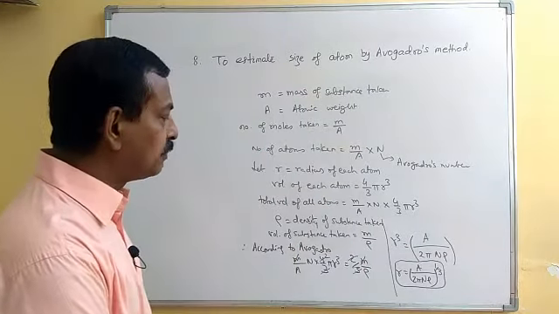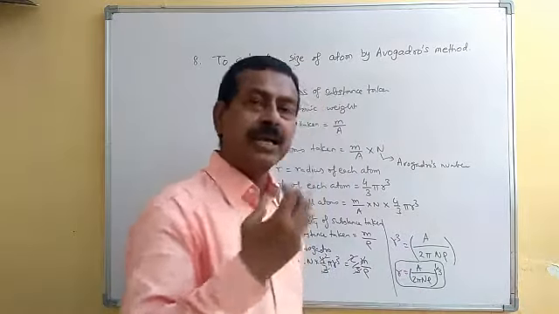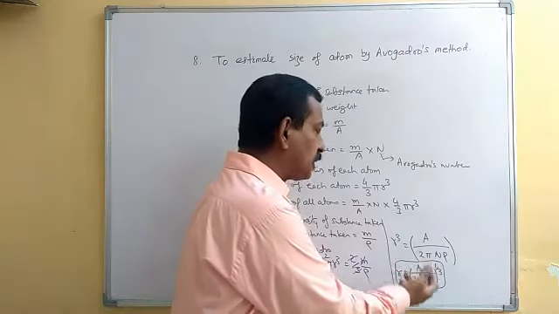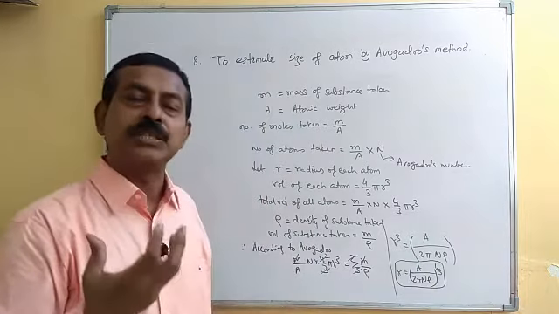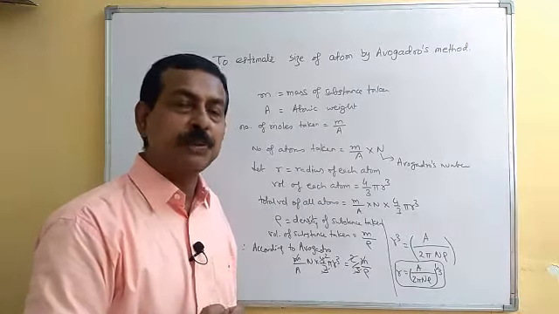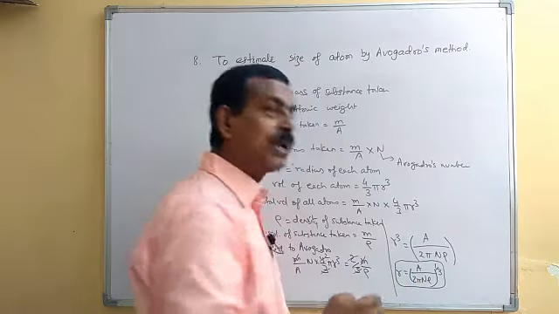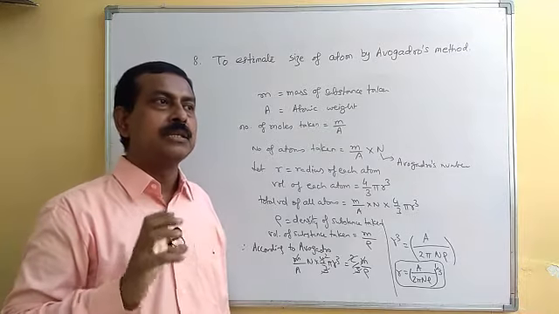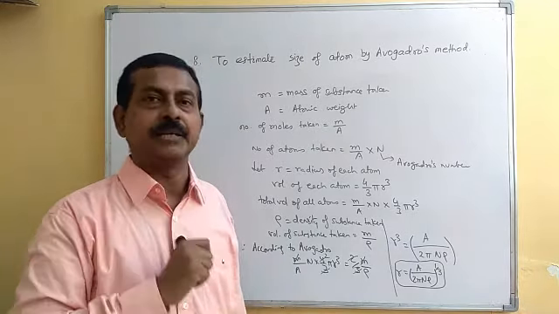So this will give the radius of the atom taken, where A is the atomic weight we know for the substance, N is the Avogadro number, and rho is the density of the substance which we have taken. So by substituting in the formula, we can know the size of the atom. But of course, this is just an estimation of the size of the atom.